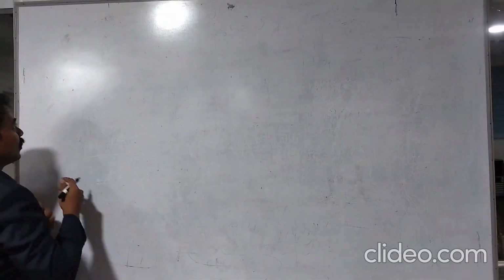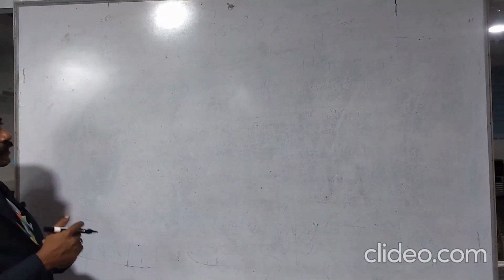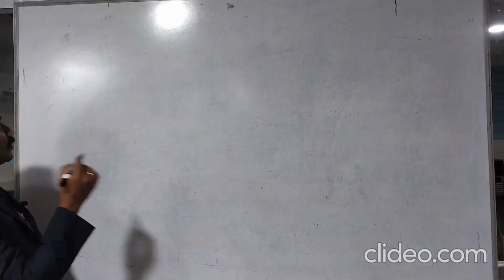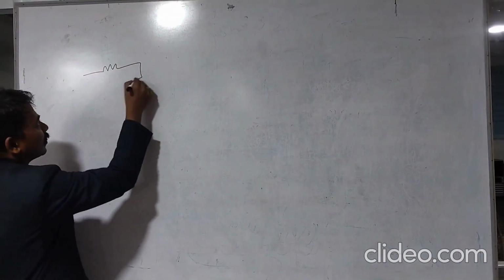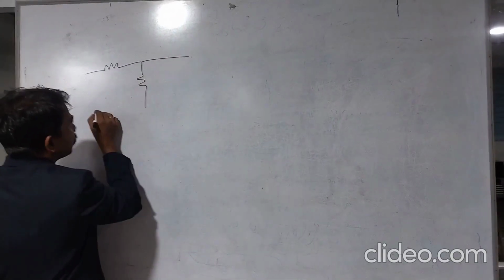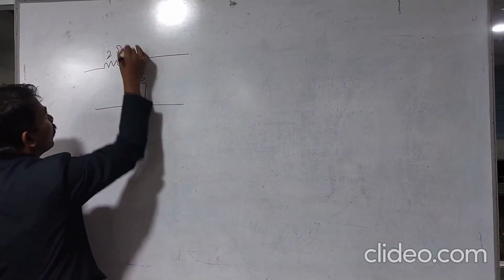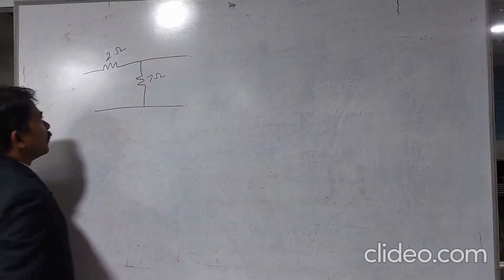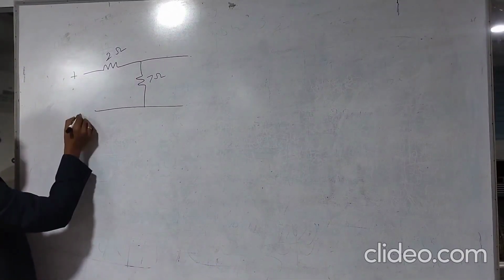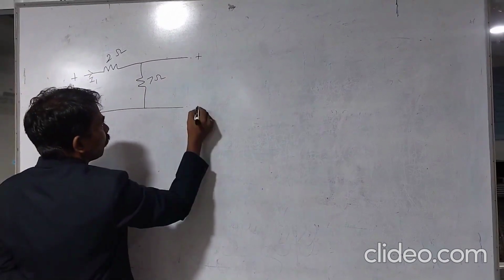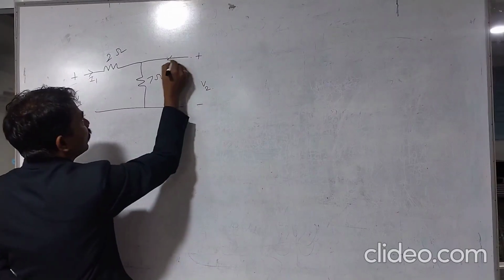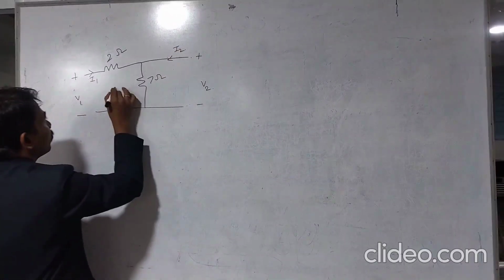So we're going to discuss how to find the impedance parameters, and we're going to check whether the network belongs to symmetrical or reciprocal by satisfying the corresponding conditions. Okay. So this is a given two-port network. Assign V1, I1, V2, I2.